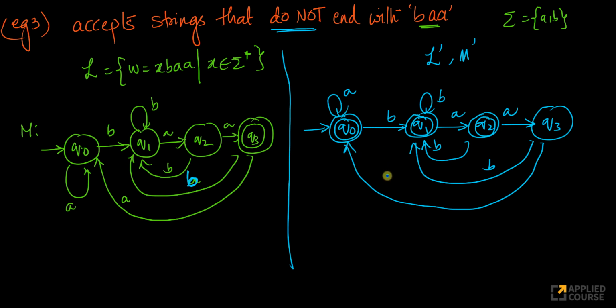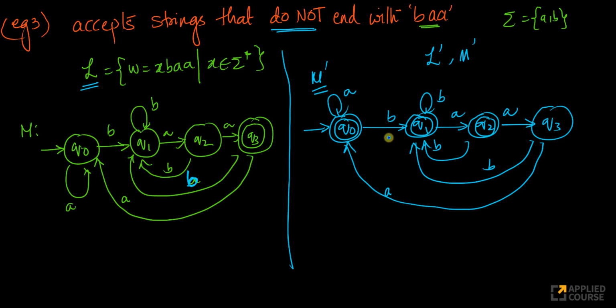Okay, let me write it clearly. This should be A here. So B, B, A. Yes. So this B, because once I get a B, I can get AA. Once I get a B, I can get A. Yes. That's it. This is my M dash now. And the language accepted by this is simply the complement of this. See how sometimes just complementing things is extremely useful, right?